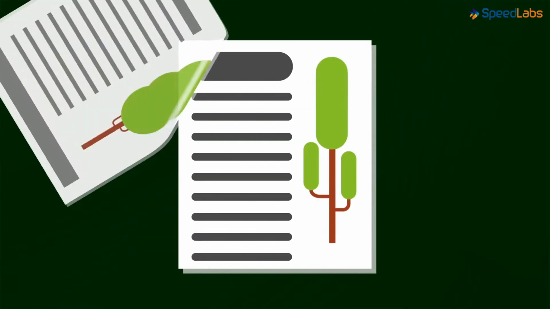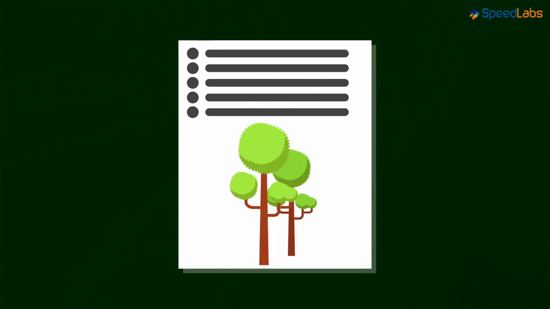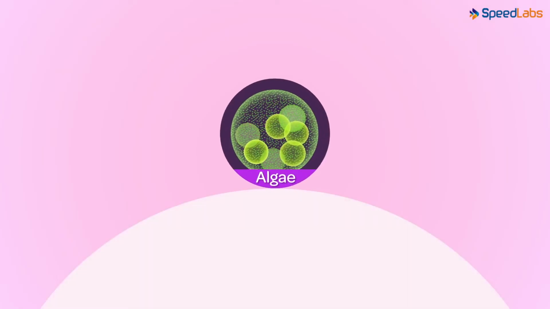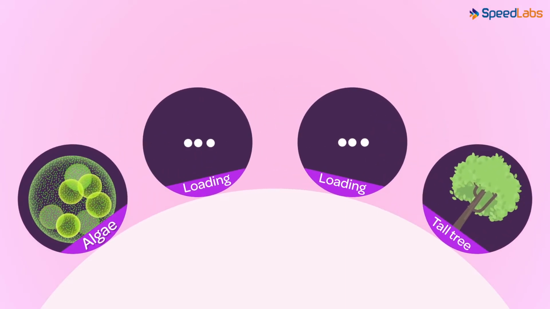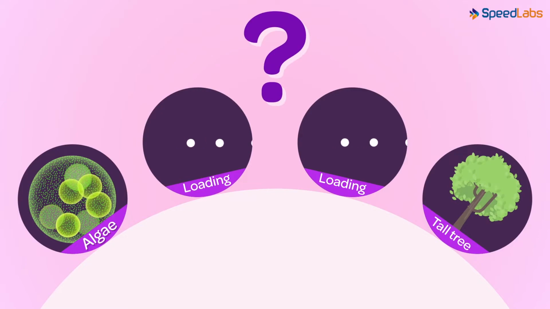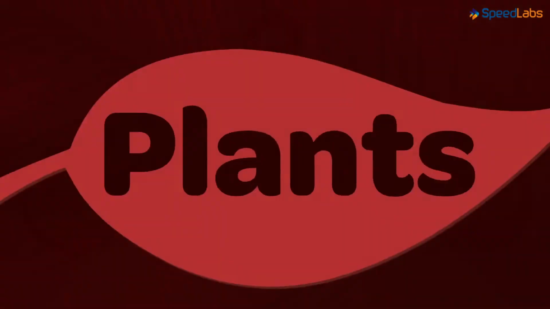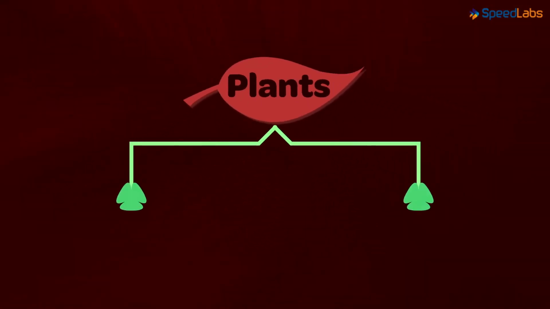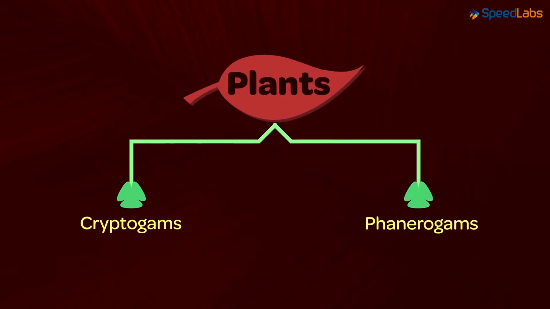There are several types of plants present around us. Right from the single-celled algae to the huge trees, plants come in a variety of types. So how exactly are they classified? They are classified based on their morphology in two major classes. These are cryptogams and phanerogams.